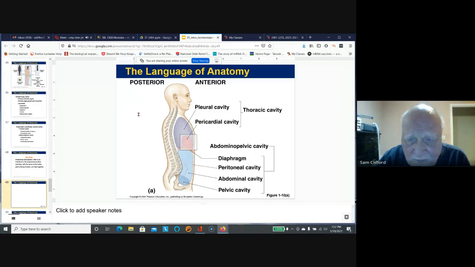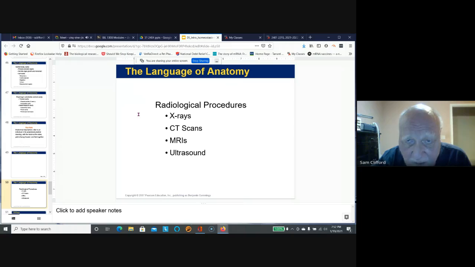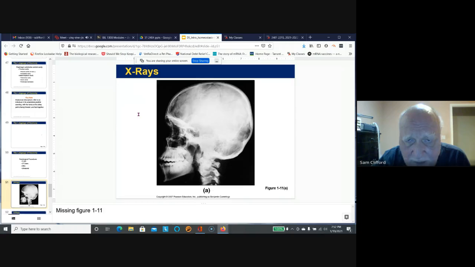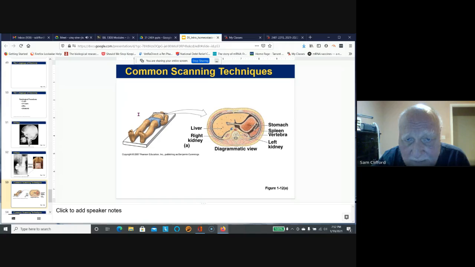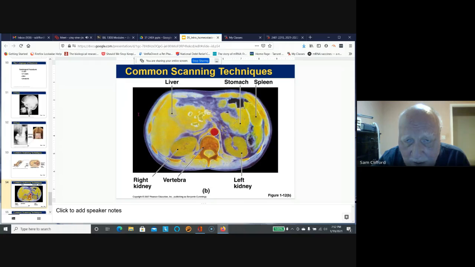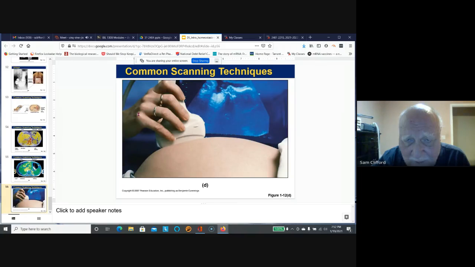Okay, so we should be familiar with the pleural cavity, the pericardial cavity, and the abdominal pelvic cavity. We'll learn about those, x-rays. So that sums it up for tonight.